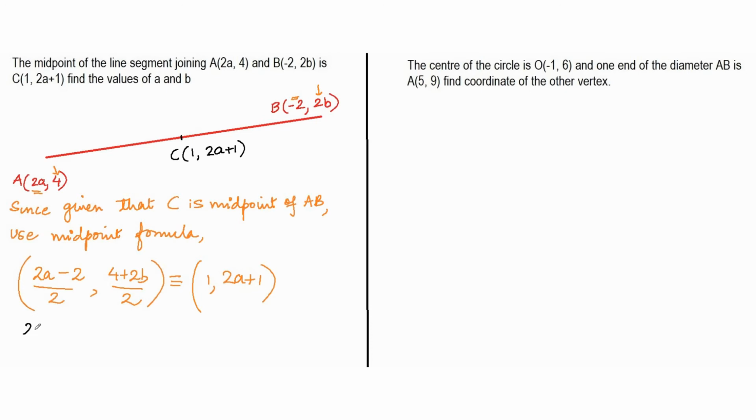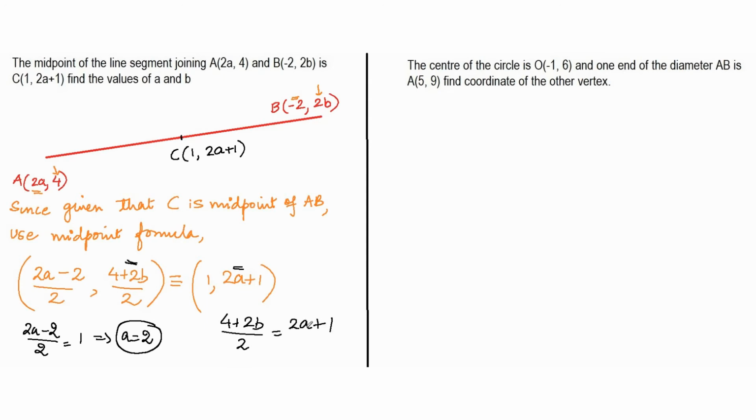And therefore I can say that (2a - 2)/2 is equal to 1, which means I can solve this equation to get a value of a as 2. Hence a is equal to 2. Similarly, the y coordinate should be equal. So (4 + 2b)/2 should be equal to 2a + 1.